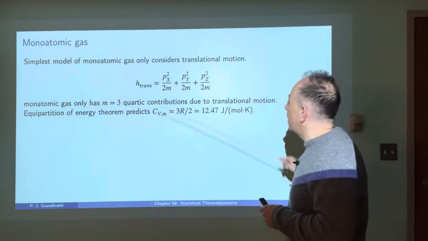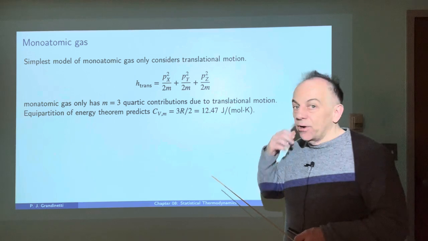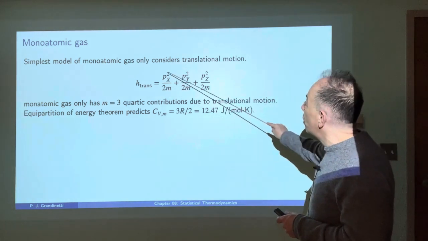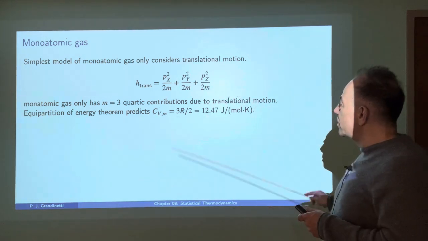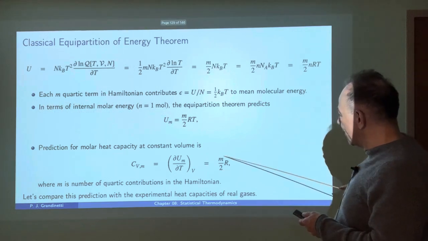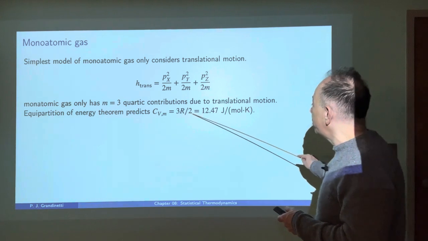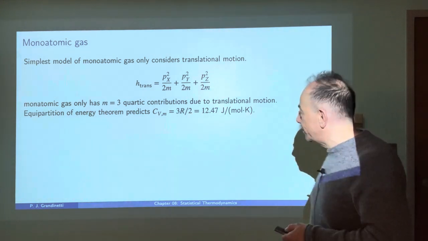So let's start with the simplest case. Let's start with a monatomic gas where we have no rotational motion, no vibrational motion. We just have translational motion. And so the Hamiltonian is just that. So there's 1, 2, 3 quartic terms in the Hamiltonian. So that means that our expression is going to be 3/2 times R. So 3R/2 gives us a prediction of 12.47 joules per mole Kelvin.